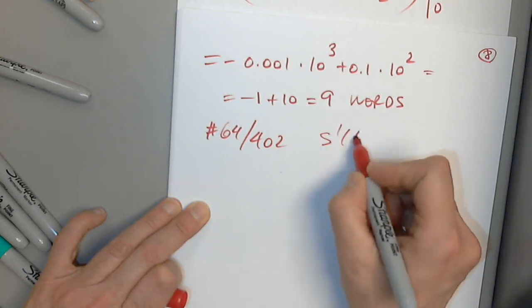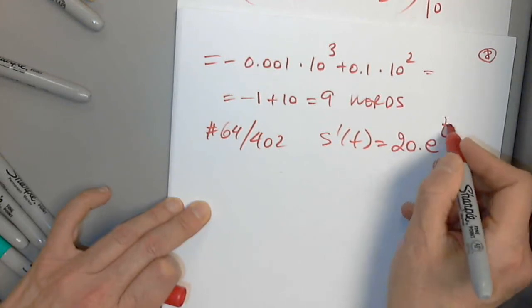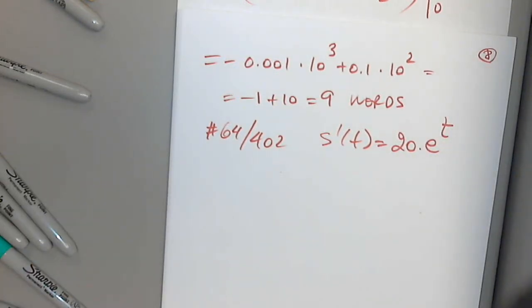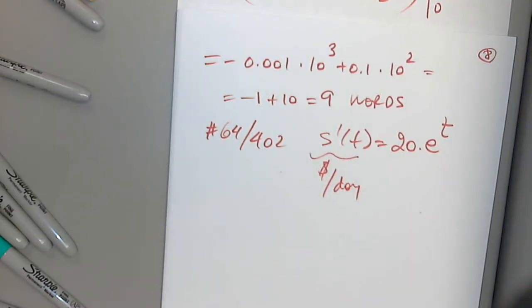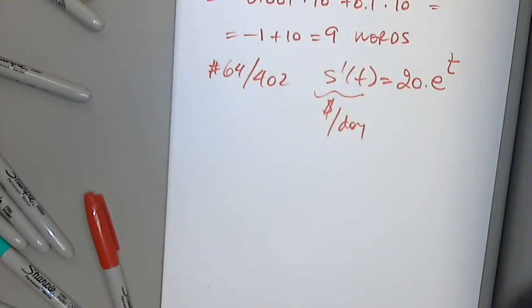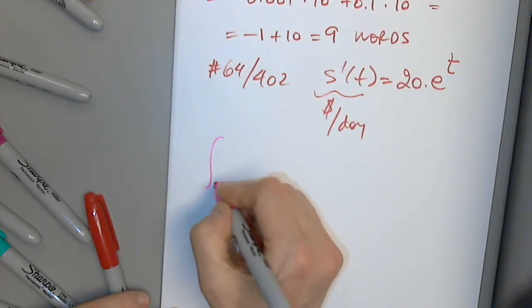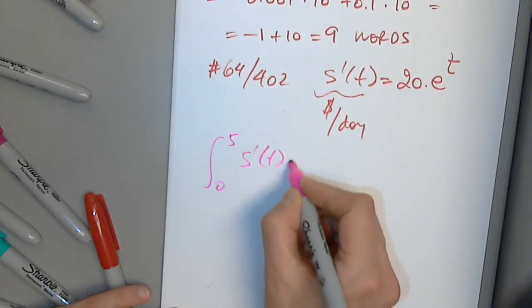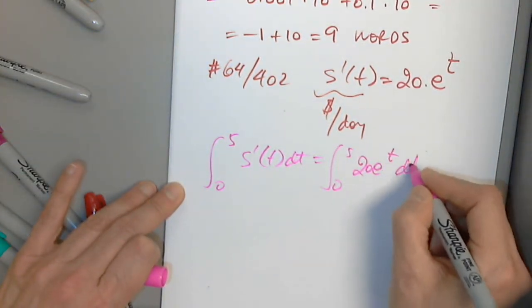S prime of t is 20 e to t, where S prime of t is in dollars per day. On any day t, find the accumulated sales for the first 5 days. We have the function that is the rate of change, and we want to determine the accumulated sales. The integral from 0 to 5 of S prime of t dt, that is, 20 e to t dt.